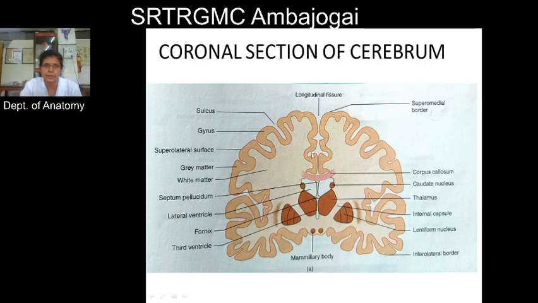Then these two cerebral hemispheres are connected by this corpus callosum. Then each cerebral hemisphere has a cavity, that is the lateral ventricle. So beneath this corpus callosum, on each side there is one lateral ventricle, which are separated by this septum pellucidum. Inferiorly this septum pellucidum is attached to the fornix. So this septum pellucidum separates the two lateral ventricles.